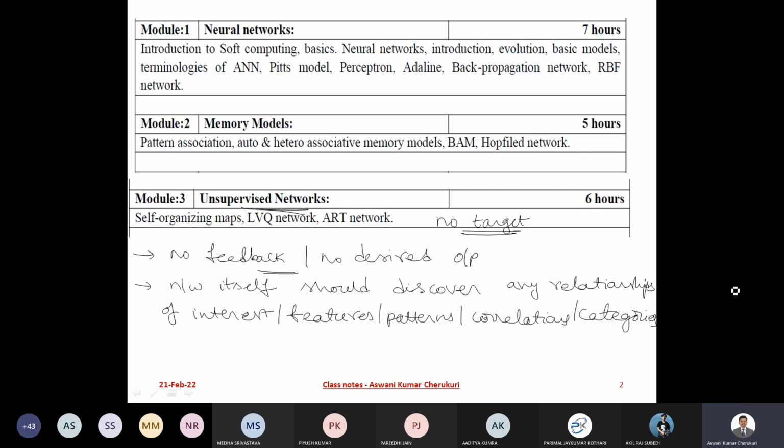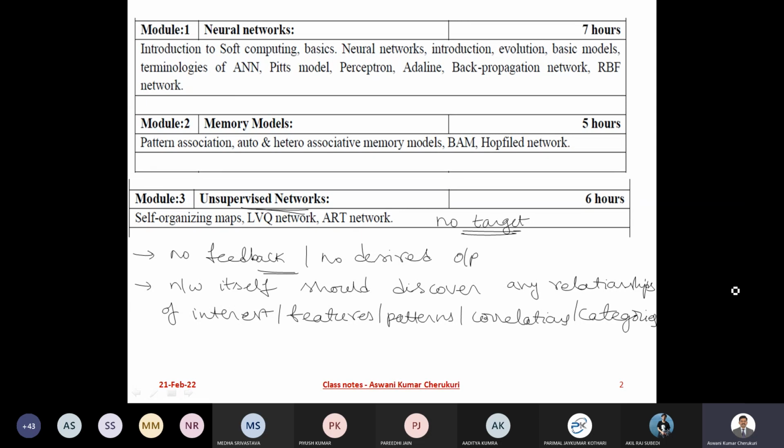Form two groups. I may even say that, look, I'm giving you the same sample, asking you to form, say, 10 patterns, 10 clusters or 10 groups. Or I'm saying 5 groups. So my responsibility is that I decide to tell you, look, I want 5 groups. And it is the responsibility of the network to discover the relationships of interest or features or patterns or categories or correlations in the data, and allow the network to learn, then converge.